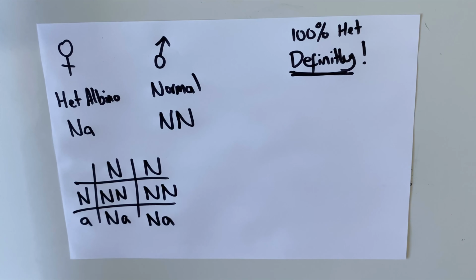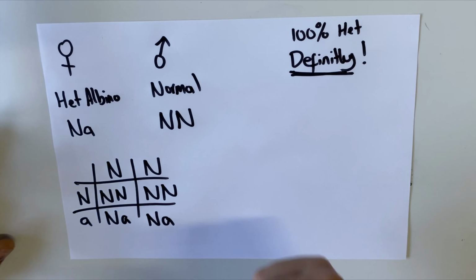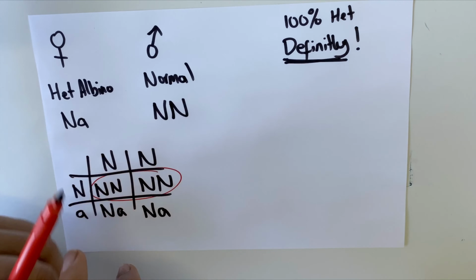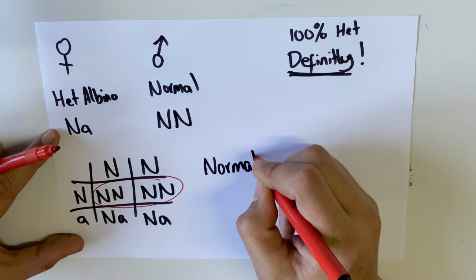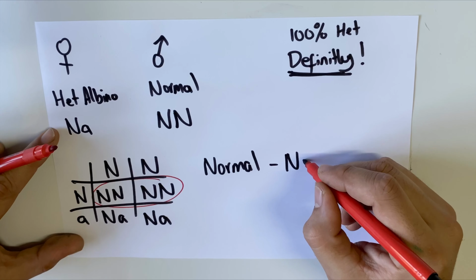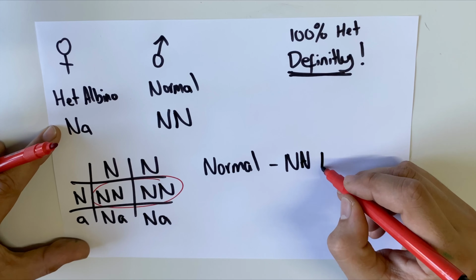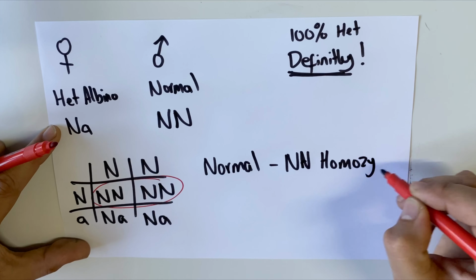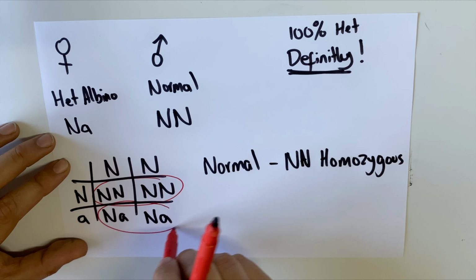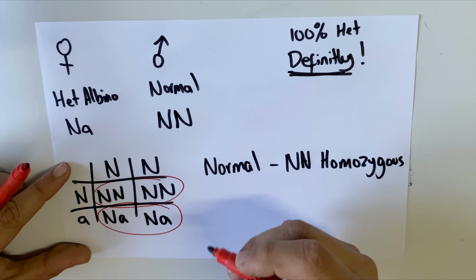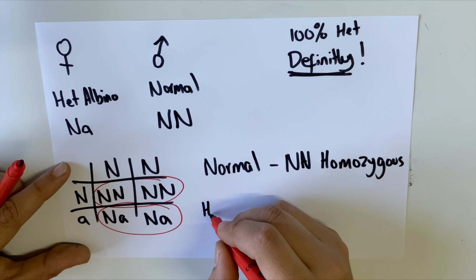And you will notice that in terms of the odds, you have 50%. If you look at these two here, these two are normal homozygous, okay? So the NN, and they are homozygous. Whereas with these two here, you will notice that they are het.